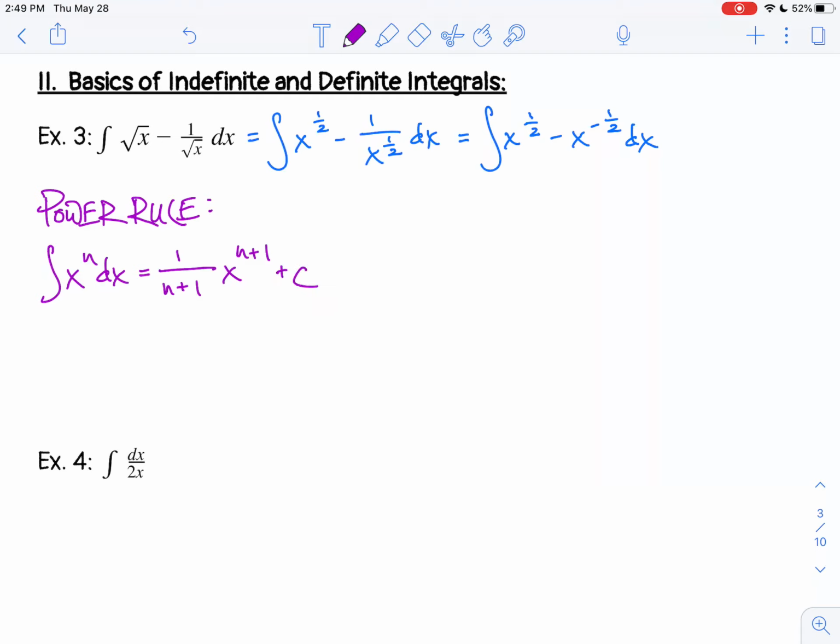Okay? So the one exception to this, and I want to make a big point of this, is that n cannot equal -1. If n equals -1, or the power equals -1, then the integral is going to be the natural log, meaning if you have the integral of 1 over x dx, that's going to be the natural log of x plus c. All right, that being said, let's go ahead and apply the power rule to our problem.